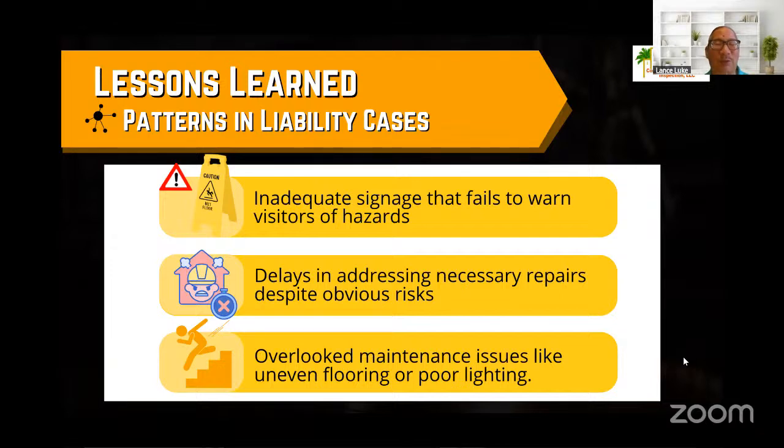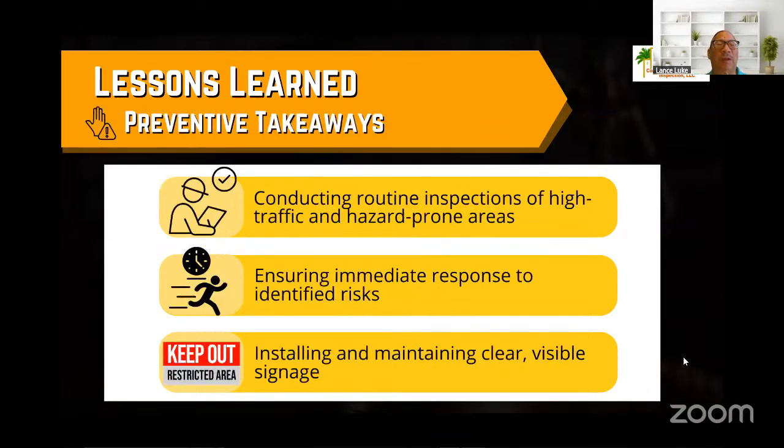If the condo association doesn't have any money, there's no exemption that allows them to not fix the problem. You're obligated to fix the problem no matter what. Don't overlook maintenance issues like uneven flooring or poor lighting. You've got to pay attention to these things.